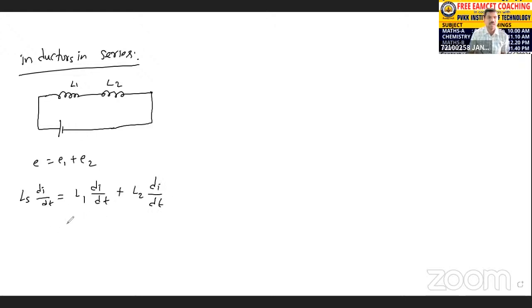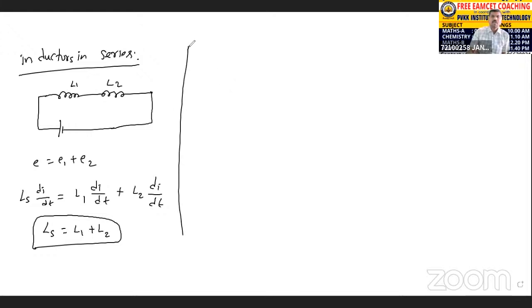So di by dt is common. Cancelling it, LS is equal to L1 plus L2. When two inductors are combined in series, LS is equal to L1 plus L2. Suppose we take 3 inductors, then L1 plus L2 plus L3. If we take n inductors, L is equal to L1 plus L2 plus L3 and so on.